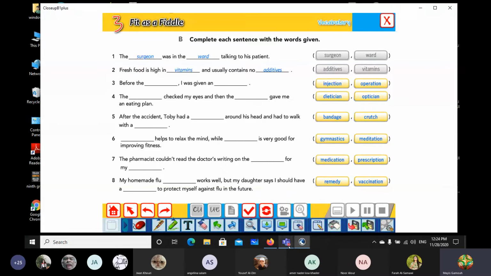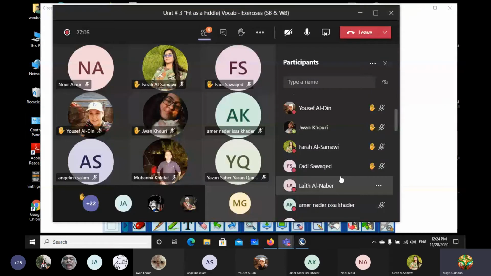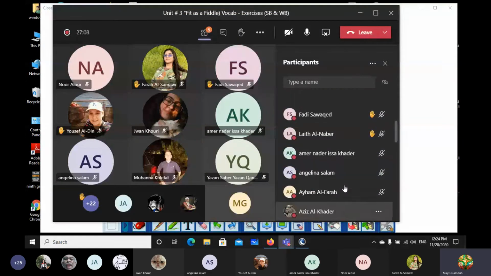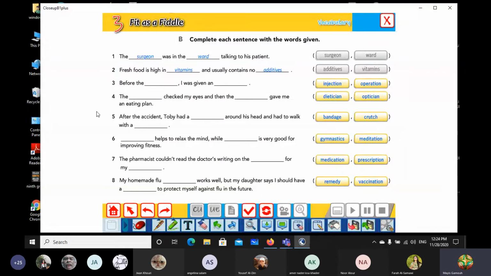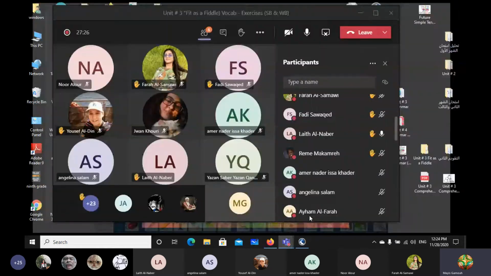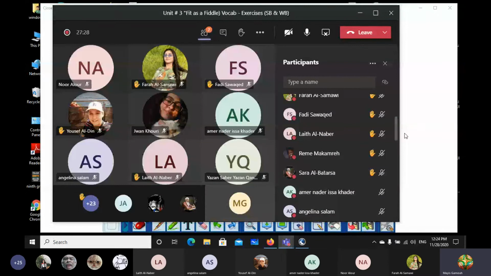Let's go to number three. Who would like to solve number three? Let me see. Yalla, Layth, you raised your hand. Yalla, like before. Before the operation, I was given an injection. Thank you. Before the operation, I was given an injection. Thank you. That was 100% correct. What about number four? We'll go to Remy.